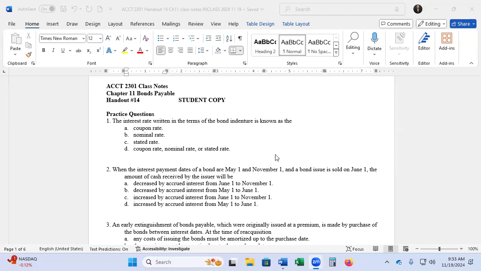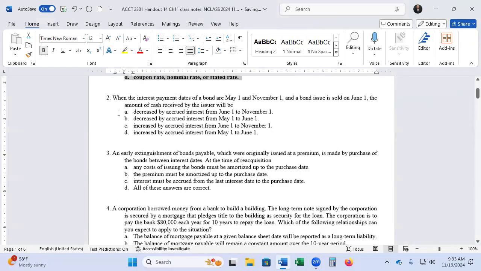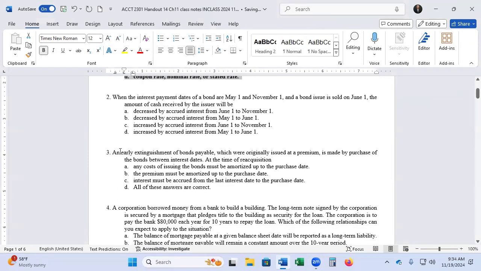Okay, so let's go ahead and go through these. First question says, the interest rate written in terms of the bond indenture is known as coupon rate, nominal rate, or stated rate. And the answer is D. The English language, we like to call a bunch of things the same stuff. Sometimes what makes accounting challenging.